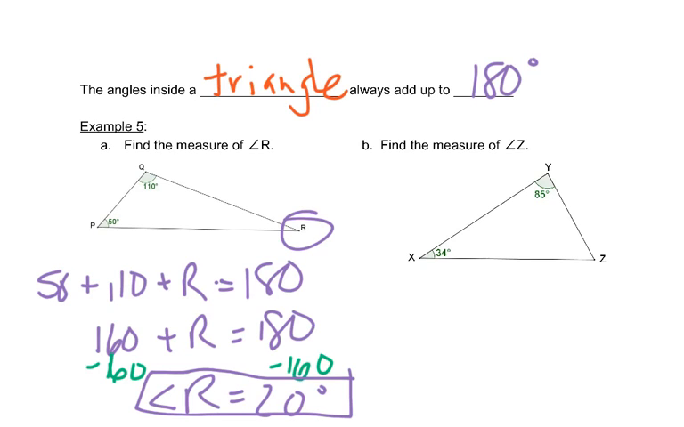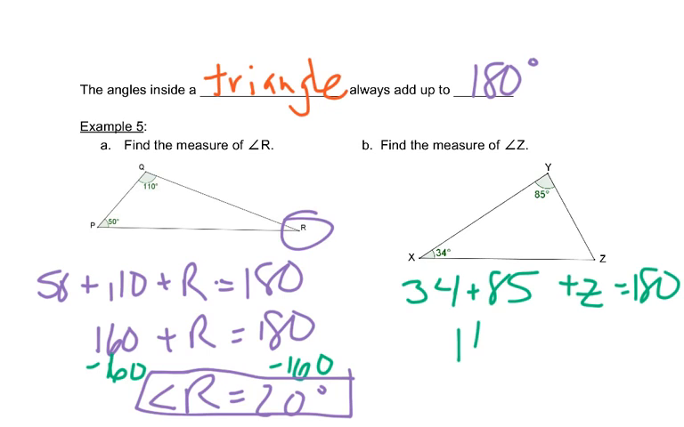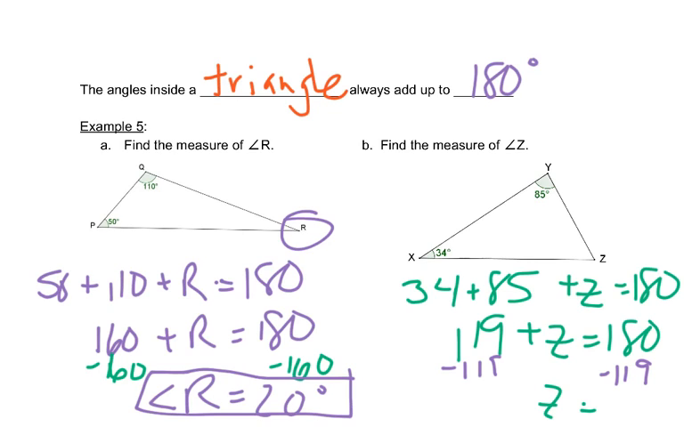We can do the same thing on part B. We know 34 plus 85 plus Z has to be 180. 34 plus 85 is 119, plus Z is 180. We'll subtract 119 from both sides. Z is 61 degrees.